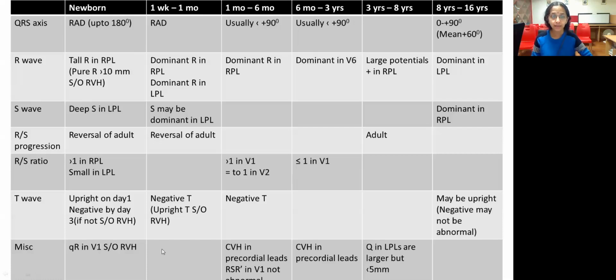Whereas here, after 16 years, it cannot be negative. And similarly, you can have Q waves in a newborn in the right precordial leads, whereas in an adult, you have it in the left precordial leads. Normally, anything less than 5 millimeters of Q waves in the left precordial leads for an adult is considered to be normal.